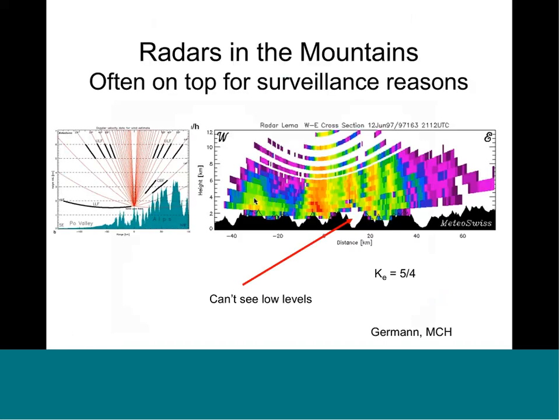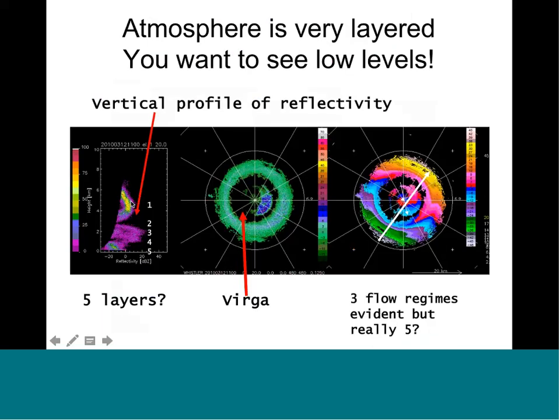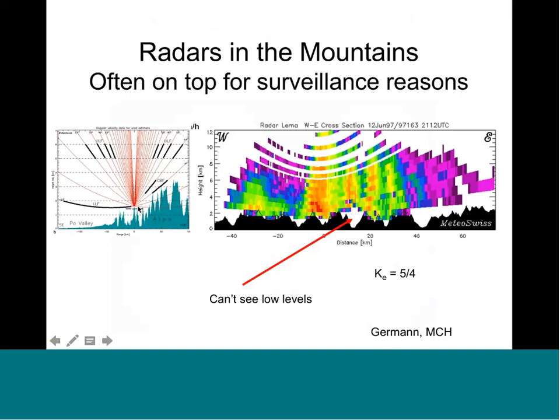So here's another issue of shallow weather, and this is something I've been focusing on lately. Here's the situation in Switzerland. In Switzerland, it's a mountainous country, so they put all the weather radars on top of mountains. Here's the Pole Valley, but here's the Monte Lema radar. It's on top of the mountain peak, and here are the elevations that it scans.